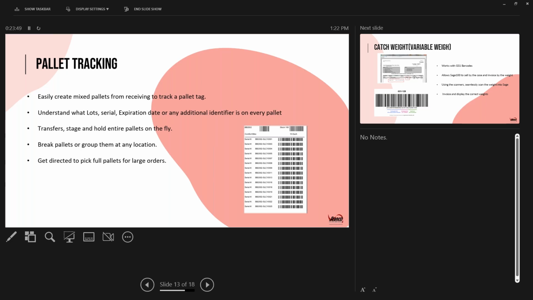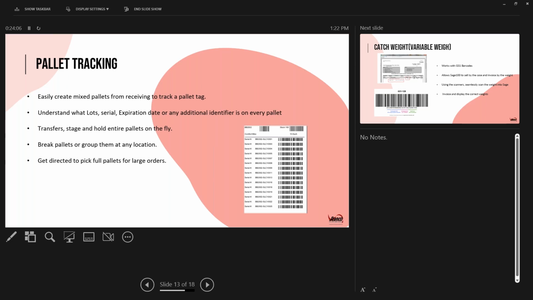It allows you at receiving to build that pallet to say, hey, those 17 serial numbers, they're going on here. Those 60 lot numbers, they're going on here. Those standard cost items are going on here. And now when I move that product, it's not a simple, hey, I have to scan each one. I just scan that pallet and I move it.